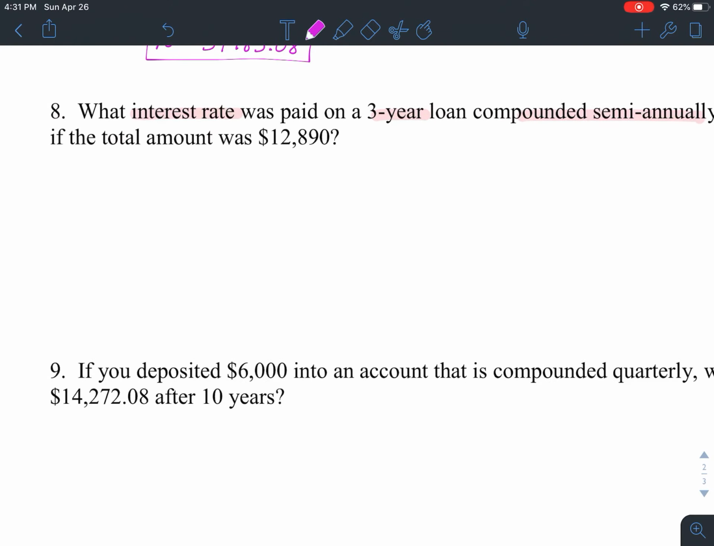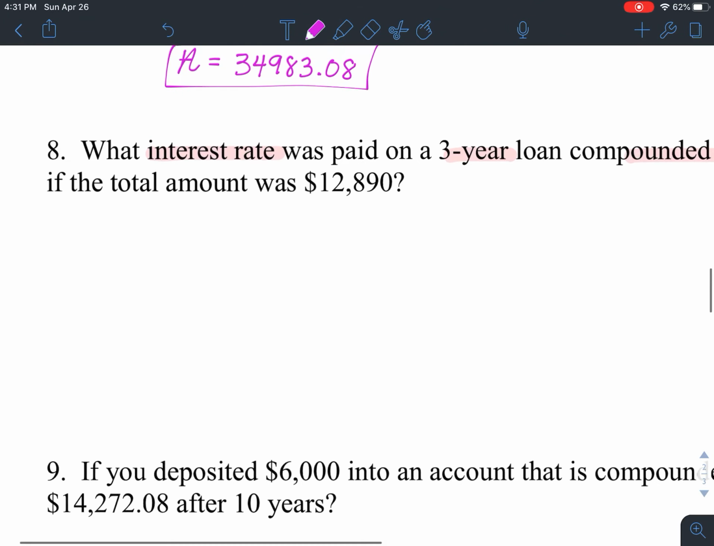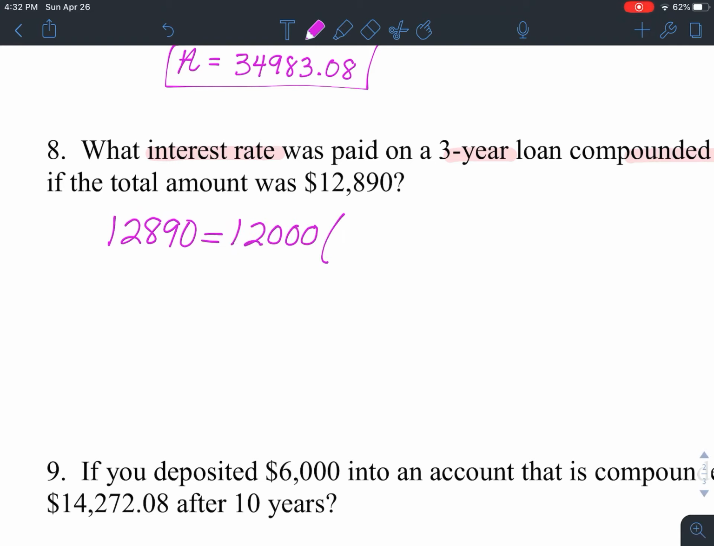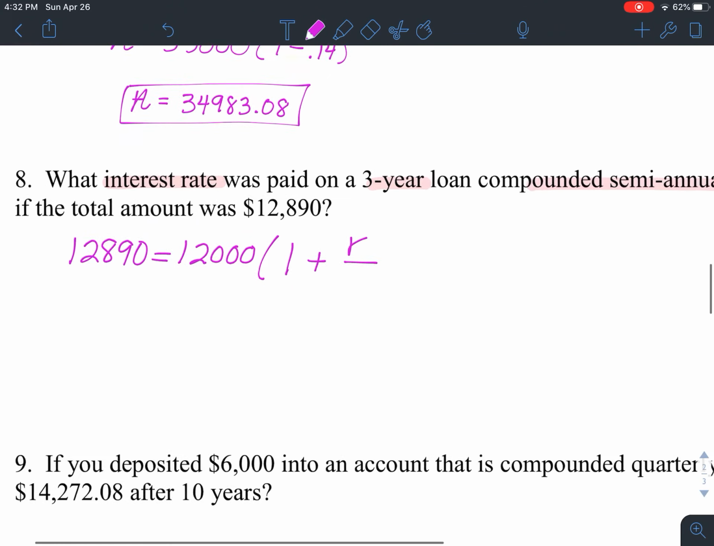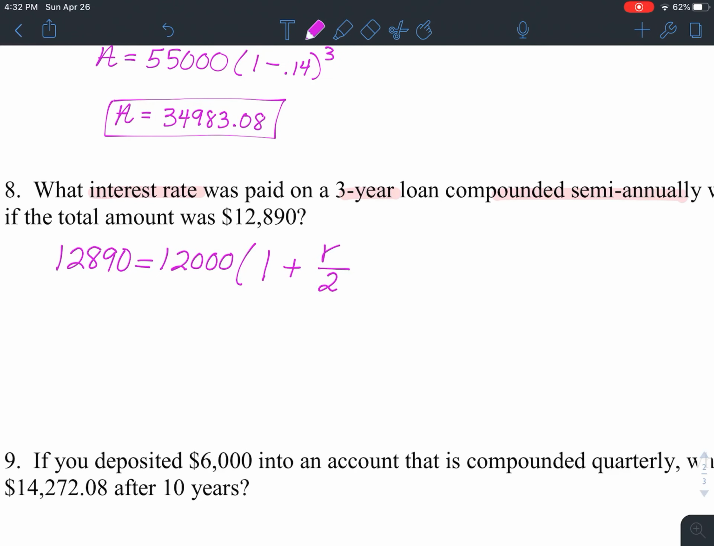We know our final amount is 12,890 equals 12,000. That was how much we deposited, times 1 plus, we don't know our R. We know it's compounded semi-annually, twice, raised to the 2 times 3. Okay, we need to solve for this here, that R.